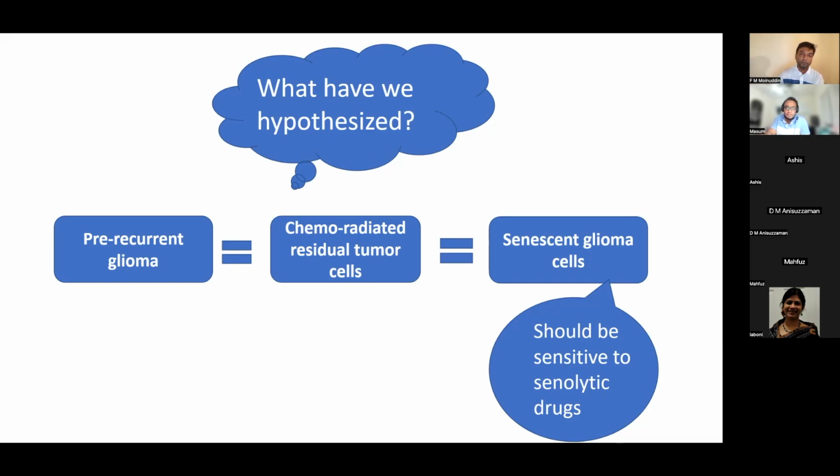So eventually, these cells escape from the senescent state and start reproliferating, and we see the recurrence in the patient. So this is the problem. Our central hypothesis is that this pre-recurrent glioma is made of residual tumor cells that got chemoradiation therapy, and they are equivalent to senescent glioma cells. As these residual glioma cells are senescent cells, our hypothesis is that a senolytic drug might be able to eradicate these senescent residual glioma cells.